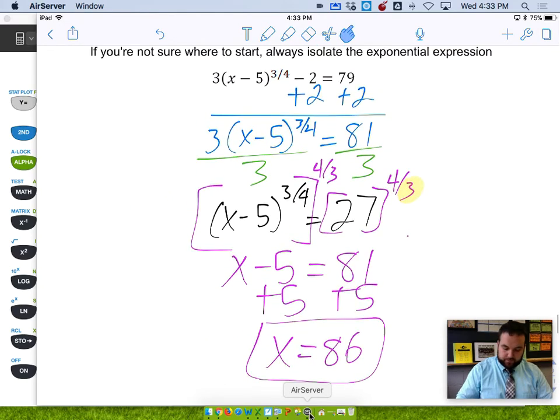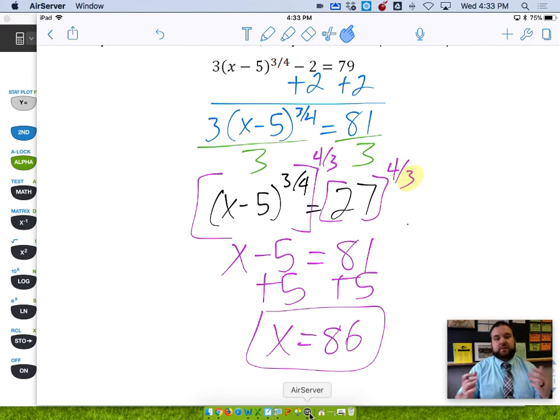Okay. So basically, again, it's just the algebra we already know how to do. We're just adding in this: if you have a fractional exponent, flip the fraction and apply that to both sides.